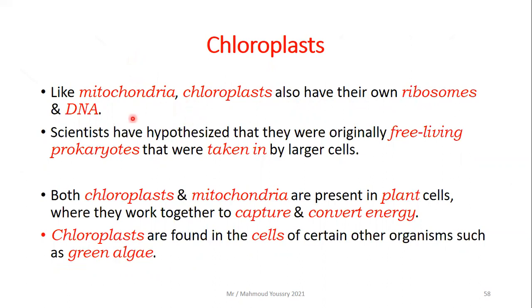Scientists have hypothesized that they were originally free-living prokaryotes that were taken in by larger cells. Both chloroplasts and mitochondria are present in plant cells, where they work together to capture and convert energy. The chloroplasts capture the energy from sunlight and convert it into chemical energy. Then this chemical energy is used by the mitochondria to release energy for the cells. Chloroplasts are also found in the cells of certain other organisms, such as green algae.